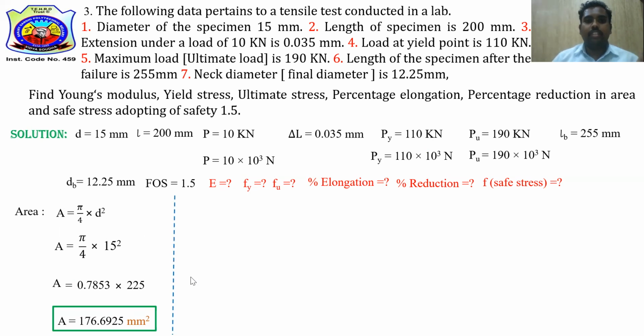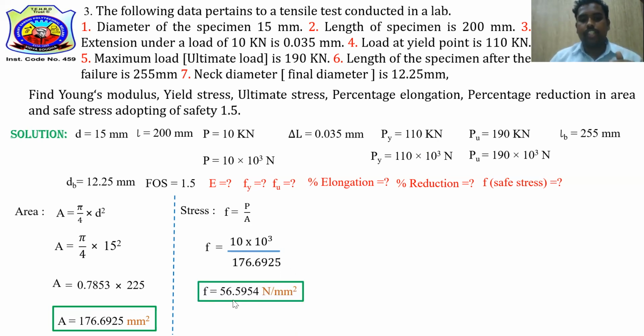After getting the value of area, it's time to calculate the value of stress. Stress formula is F equals P by A. Again, cross-check how many unknowns there are. Do we know the value of F? No, we don't know the value of F. What about P? Yes, we know the value of P. What about A? Yes, just now we have calculated. So we can solve because we have only one unknown. We write F as it is, and P is 10 into 10 power 3, divided by area, 176. On calculation, I get the value F equals 56.5954 Newton per mm square. This is the answer.